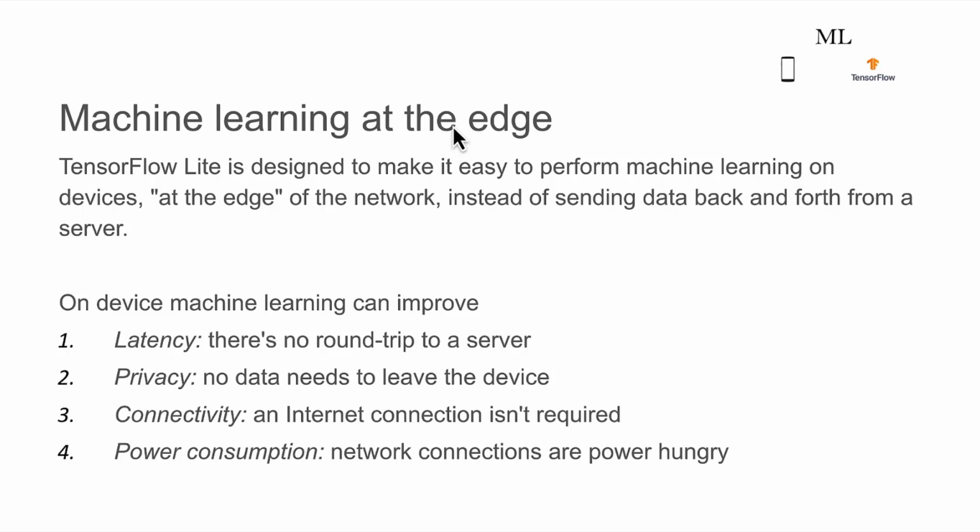And now let's look at the biggest advantage of this library, which is machine learning at the edge. So what does that mean? As mentioned earlier, by using this library we can perform machine learning inside mobile applications without any internet connection. The reason is that our machine learning model is present in the application itself, so we don't need any internet connection to access that model. And this is called on-device machine learning, or machine learning at the edge of the network.